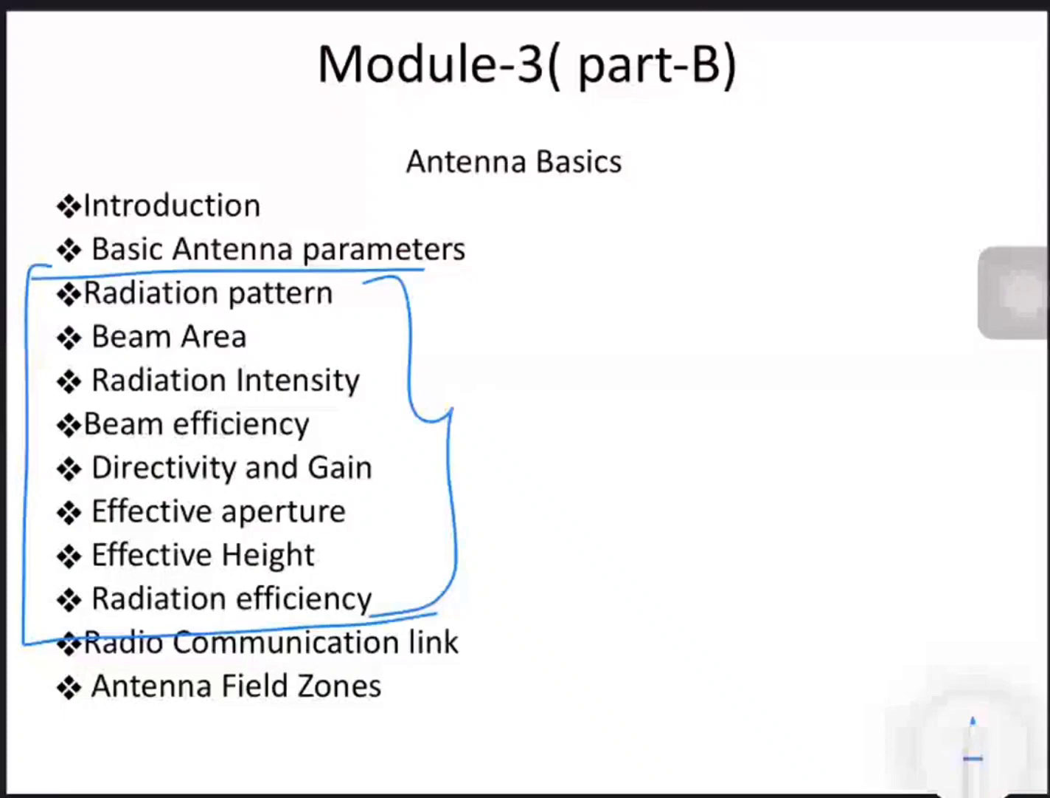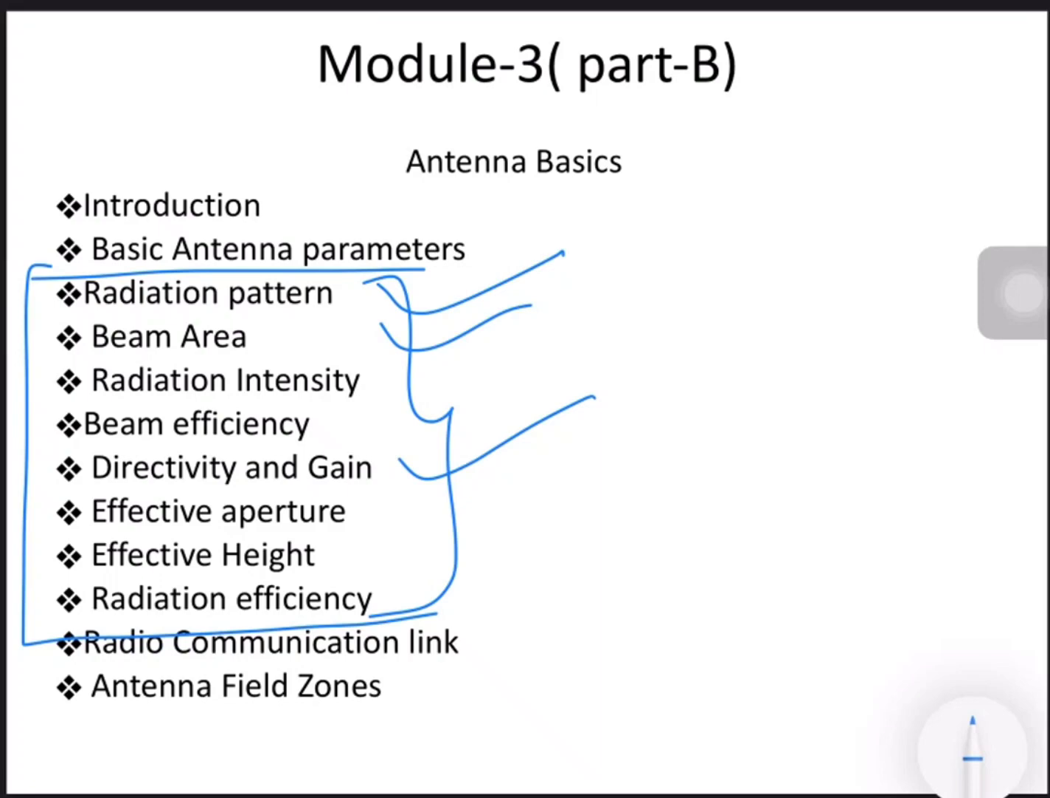Introduction into antennas, and we'll be studying about the basic antenna parameters. The basic parameters on which the antenna can be justified to work for particular applications will be decided depending upon these parameters. The important parameters on which we can define or understand the performance of an antenna are radiation pattern, directivity and gain, beam area, and effective height and effective aperture.